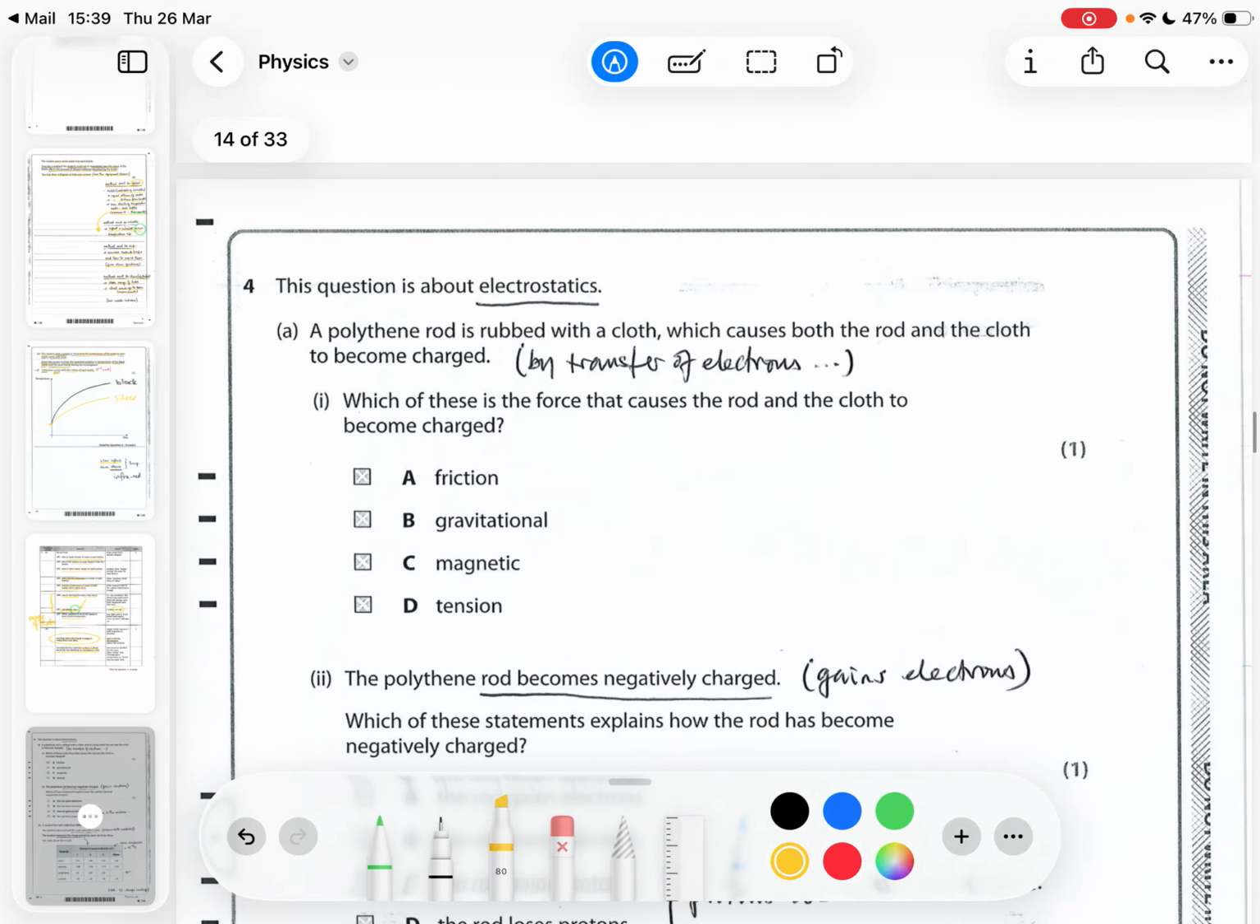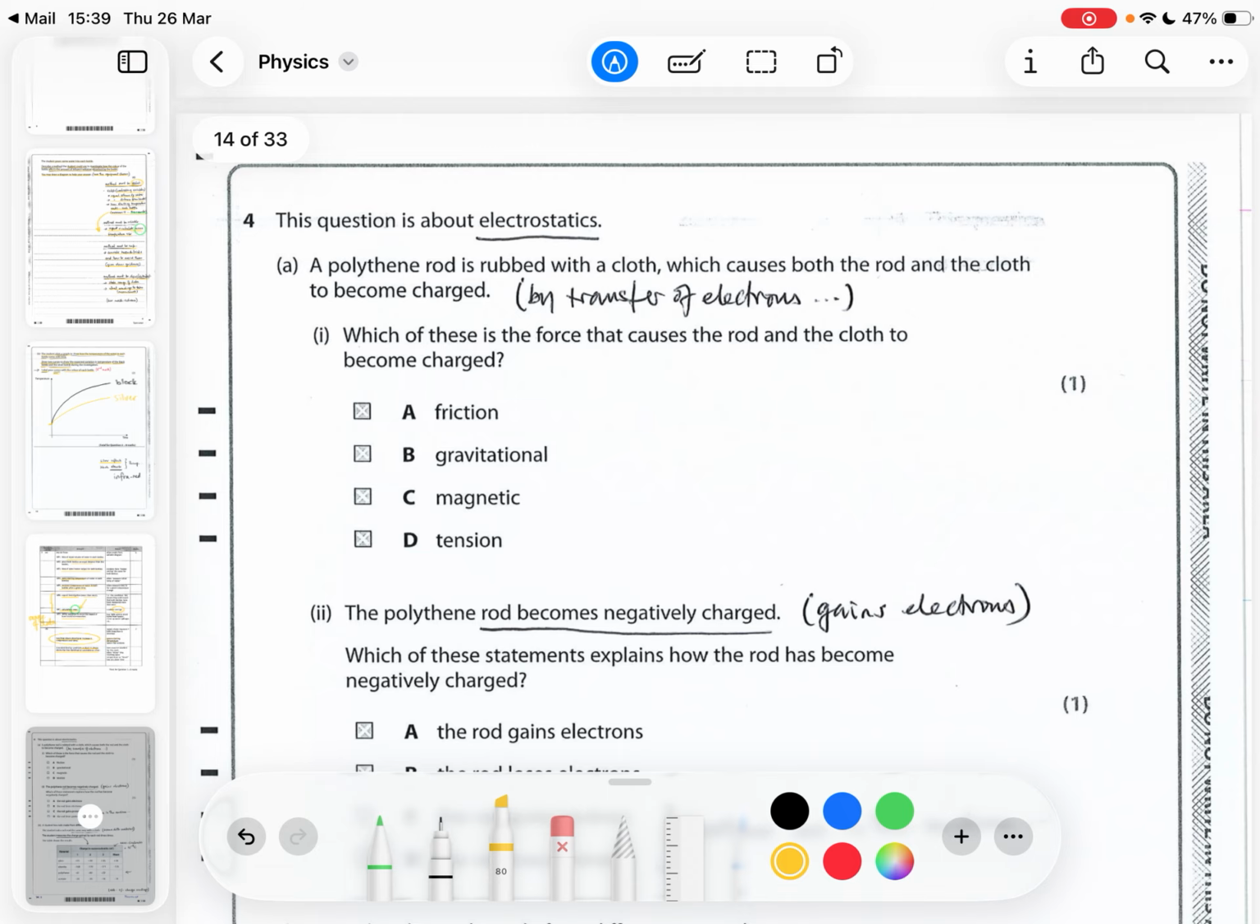Okay, so we've done 3 questions. Now we're doing question 4 about electrostatics. Polythene rod rubbed with a cloth causes both rods to become charged. How does it work? By transfer of electrons. Which of these is the force that causes the rod and the cloth to become charged? The answer is friction. Yeah, so whenever you rub one surface with another, electrons are being rubbed off one of the surfaces and they'll go to the one they're attracted to most.